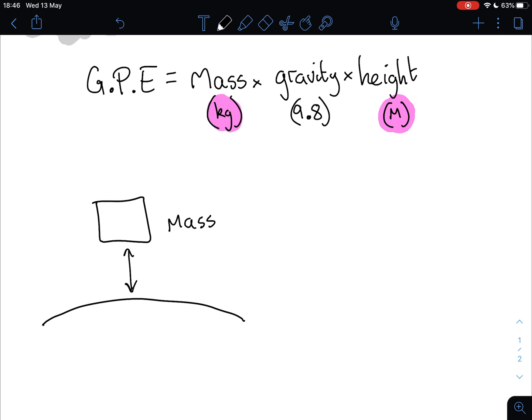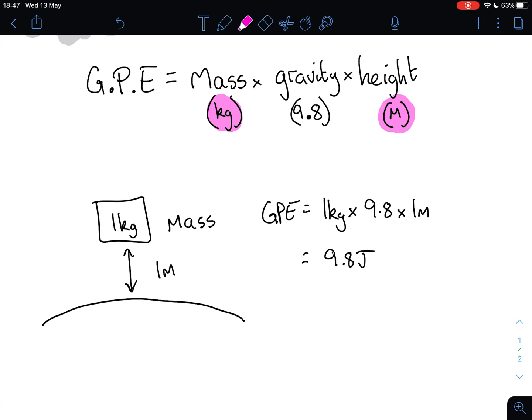So we can take it: if this was a 1 kilogram mass, and it was a height of 1 meter, then the amount of GPE energy it has would be 1 kilo times 9.8 times 1 meter equals 9.8 joules. And it's got to be joules because it's energy, just like every other type of energy. So that's it in a nutshell.